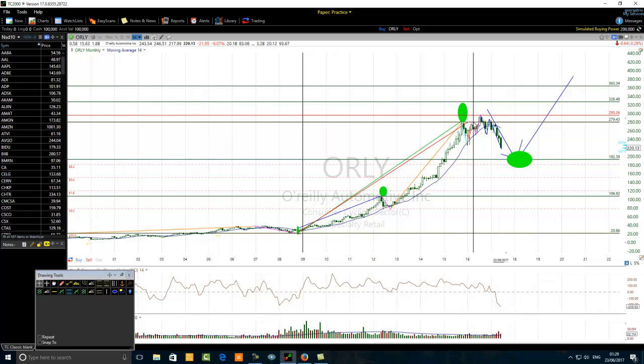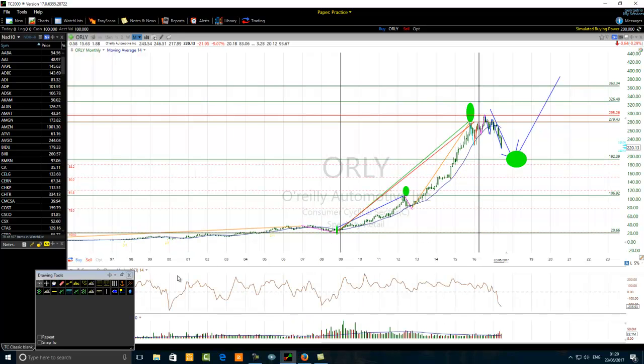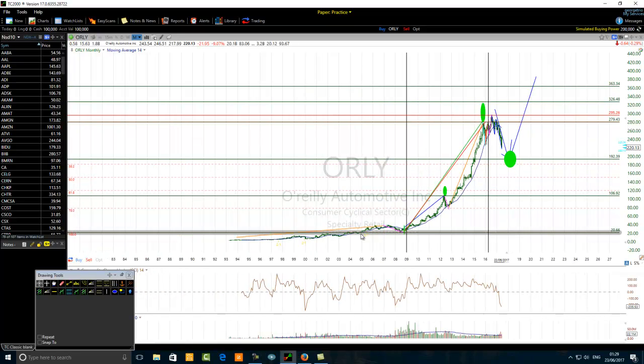So anytime we count 1, 2, 3, 4, 5, that equals one impulse wave. And that impulse wave is the third wave of a higher degree in this case. So the first wave of a higher degree is the orange one here, followed by the second wave of a higher degree that pulled back to the 50% Fibonacci retracement level of the first wave of a higher degree. Now this is the third wave of the higher degree.